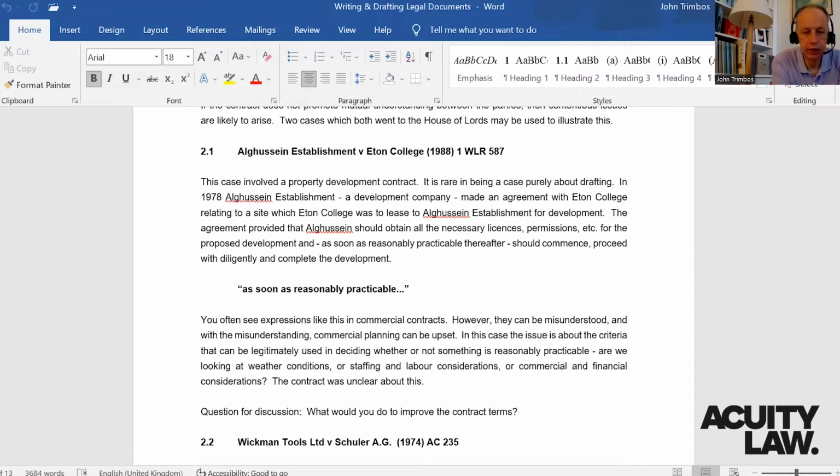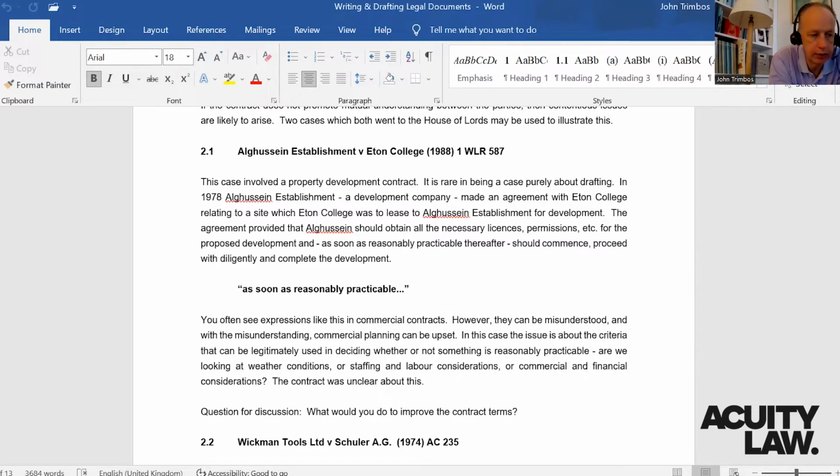So no particular help on the face of the contract, but obviously the court had to take a decision purely based on the facts. And on the facts, Eaton lost, and they were seriously upset. And they sued their lawyers in negligence, which is an unfortunate habit that some clients have. So, question for discussion, well, not so much discussion, more for you to think about is, what would you do to improve the contract terms?